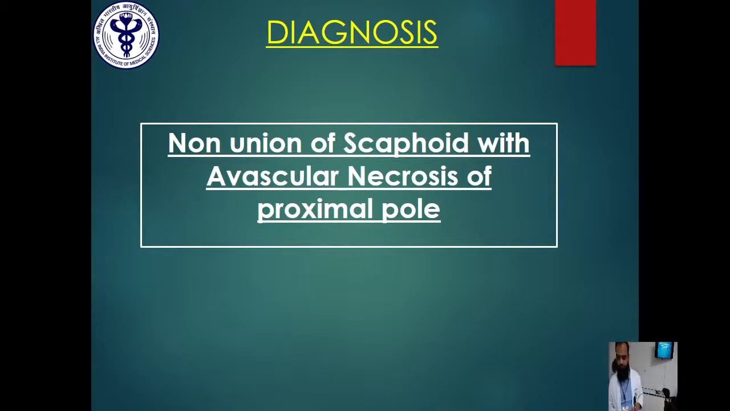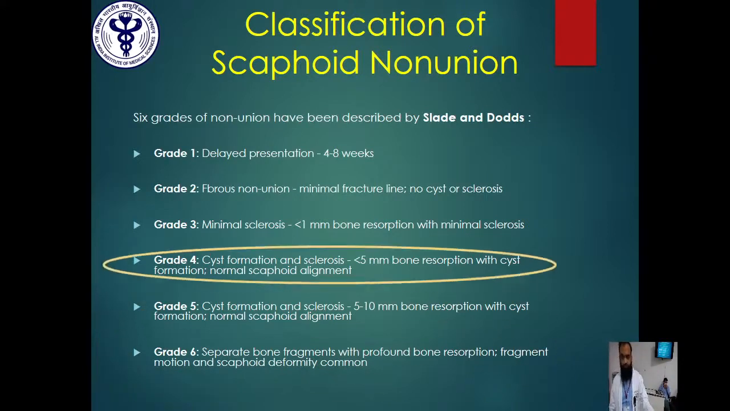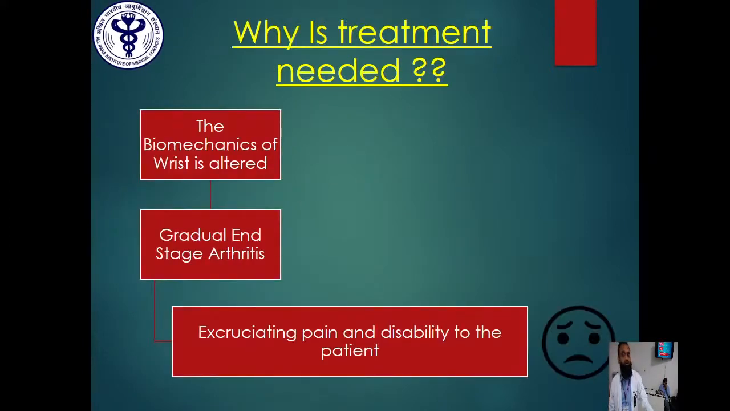Thank you. So the diagnosis is clear here. Basically, it's a case of non-union scaphoid fracture with avascular necrosis of the proximal pole. If we try to classify these scaphoid non-union fractures, it depends upon the duration, the fracture gap, the cyst formation and the carpal alignment. So this was grade 4, where there is cyst formation, sclerosis, less than 5 mm bone resorption, and normal scaphoid alignment. Why is treatment needed in these cases?